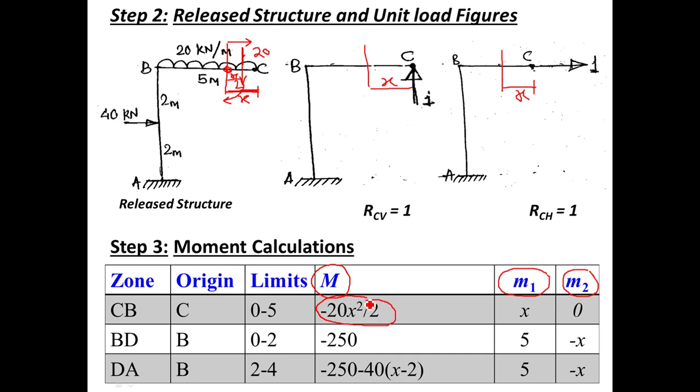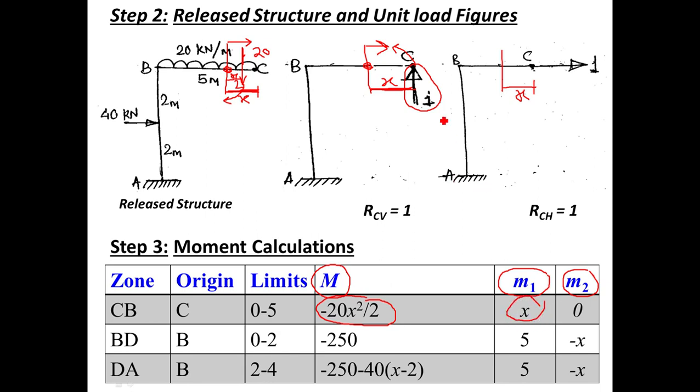Similarly, now if you look at the second figure, RCV equal to 1. If you observe the right portion of the section, we are taking moment at this point. On the right portion there is one unit load vertically upward. The perpendicular distance of this unit load from the point where we are taking the moment is x. So the moment of this 1 becomes 1 into x anti-clockwise, so it is positive. So in the M1 column it is x.